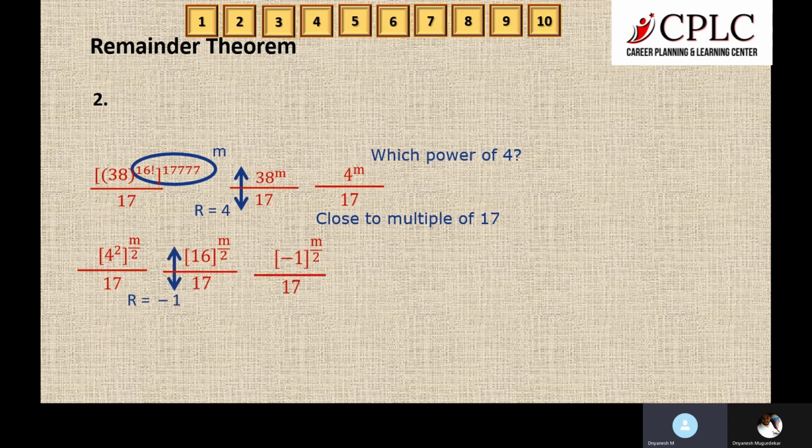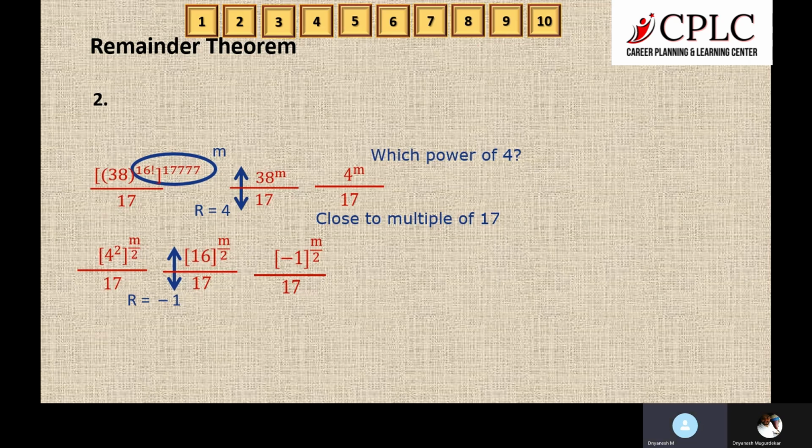What is the answer? So the only thing for us to figure out is whether this m by 2 is even or odd. Because if this m by 2 is odd, then minus 1 raised to odd will be minus 1, and minus 1 divided by 17, the remainder will also be minus 1. But if this m by 2 is even, then minus 1 raised to even will be plus 1, and plus 1 divided by 17, the answer will be plus 1.